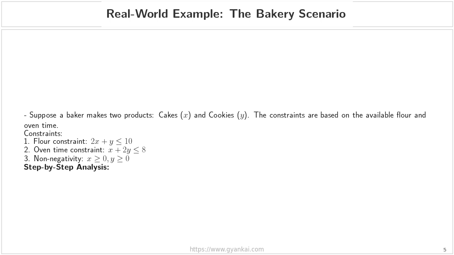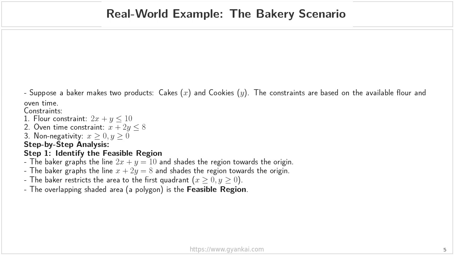To solve this, we will perform a step-by-step analysis. In step 1, our goal is to identify the feasible region. To do this, the baker first graphs the boundary line for the flour constraint by treating the inequality as an equation, 2x plus y equals 10, and then shades the side of the line that includes the origin.